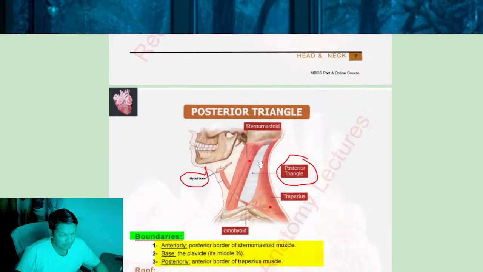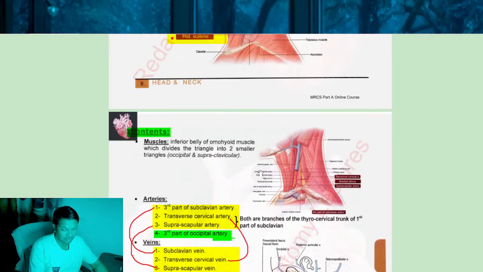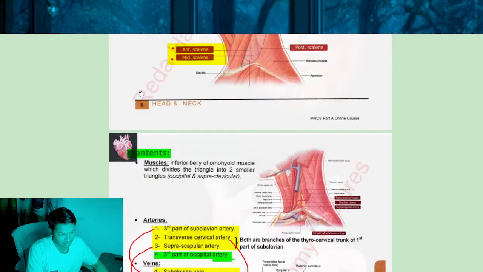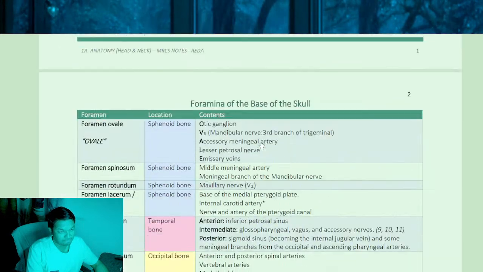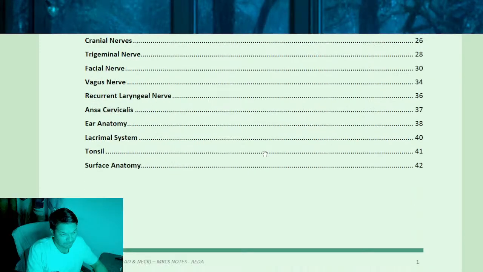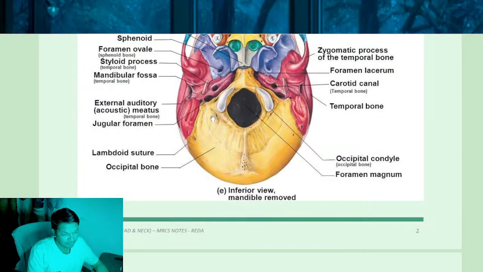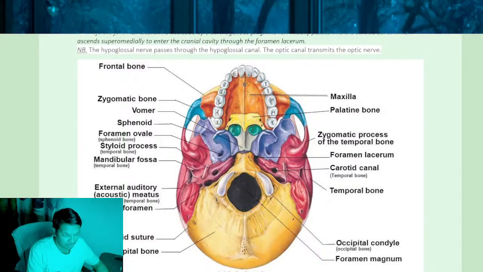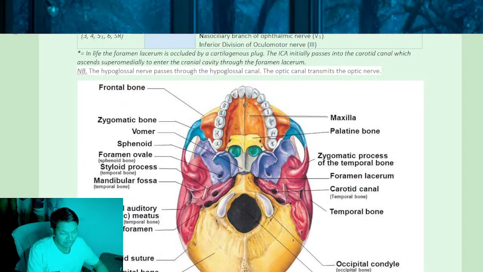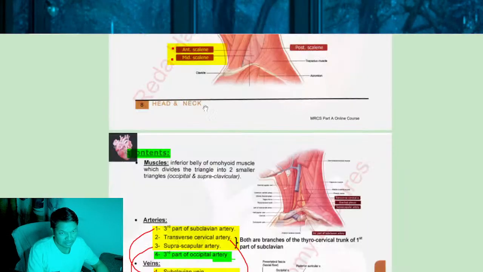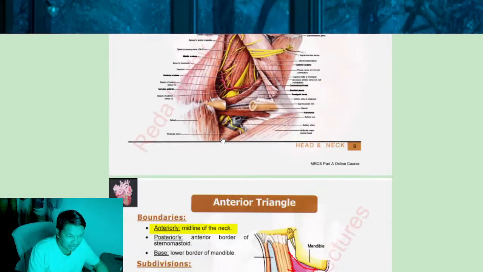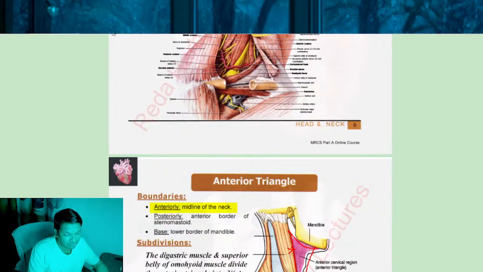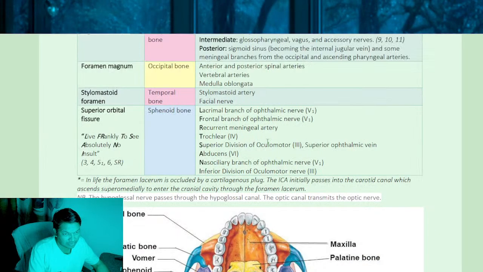This file, when I prepared it, I studied this one for a lot of time. So there is an old file and there is a new file. What's the difference? This is the most updated one, based on MRCS, but that one was actually like a textbook for head and neck. So we will focus on this one.